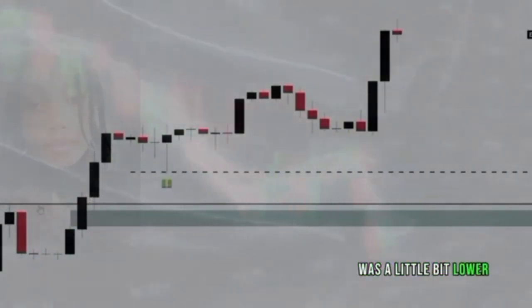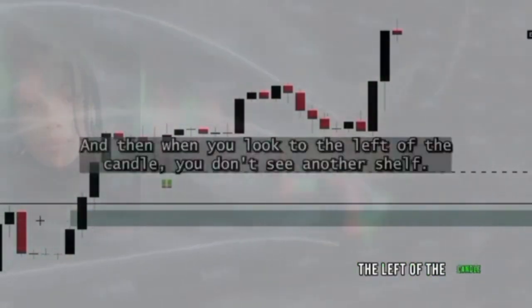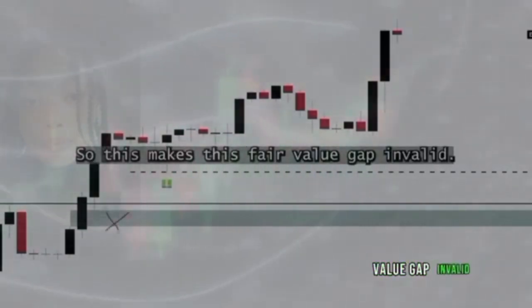Now again, if this shelf was a little bit lower, let's say somewhere right here and price didn't make contact with it, forming your fair value gap, this would be a good fair value gap. But the fact that this shelf has already been used makes this shelf invalid. And then when you look to the left of the candle, you don't see another shelf. So this makes this fair value gap invalid.